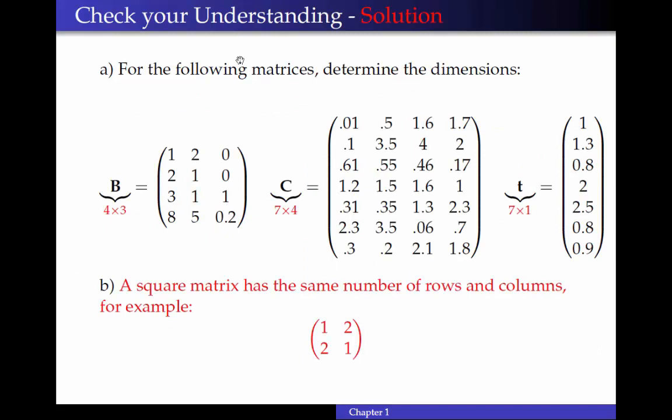Here's the solution to this slide. So B is 4 by 3, C is 7 by 4, T is 7 by 1. And any square matrix here will do.